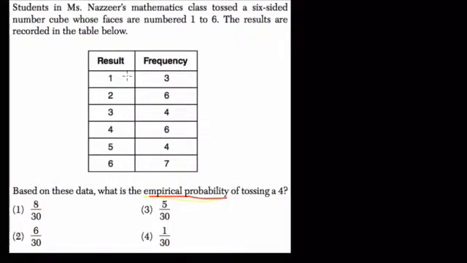Well, how many trials were there? That's your denominator. There were 3 plus 6 is 9, plus 4 is 13, plus 6 is 19, plus 4 is 23, plus 7 is 30. So, tossing a 4 happens 6 times out of 30, right, which is choice number 2.